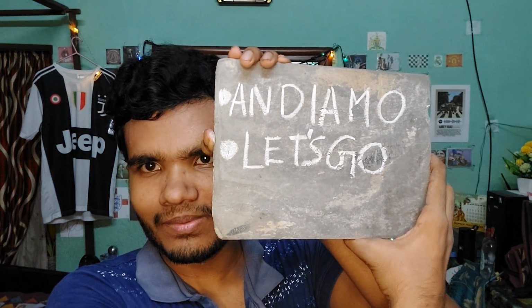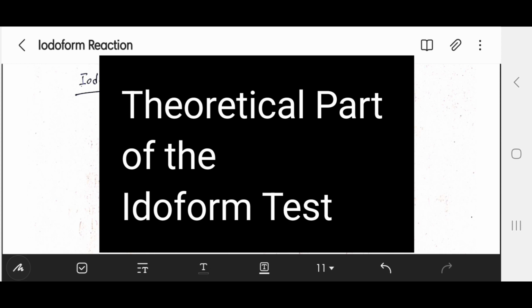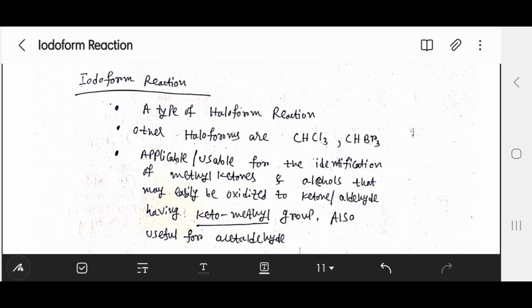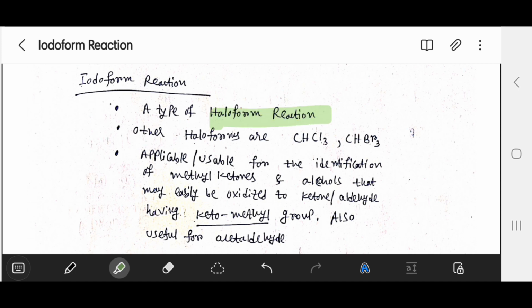Andiamo, let's go. So let me discuss the mechanism of the iodoform reaction and the haloform reaction in general. The iodoform reaction is a type of haloform reaction, and the other haloforms are chloroform and bromoform. You know chloroform, right?